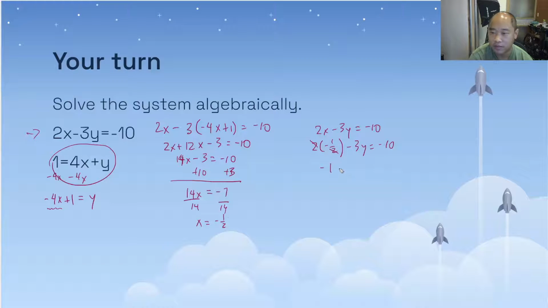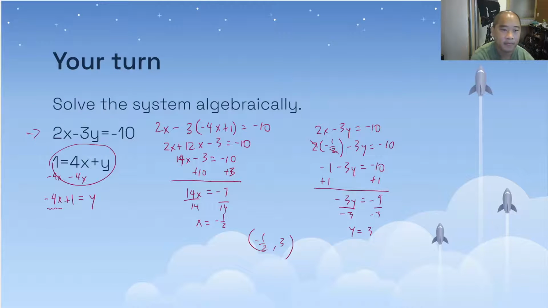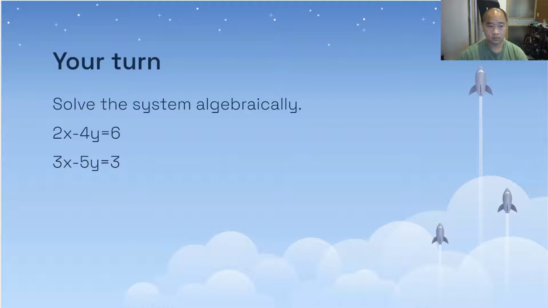Negative 1 minus 3y equals negative 10, plus 1 on both sides. Negative 3y equals negative 9, divided by negative 3. Y equals 3. So our answer is negative 1/2 and 3. Great. Okay, here is another your turn.